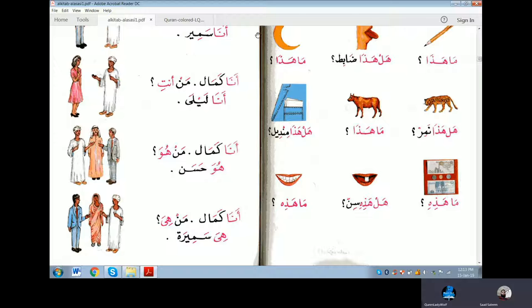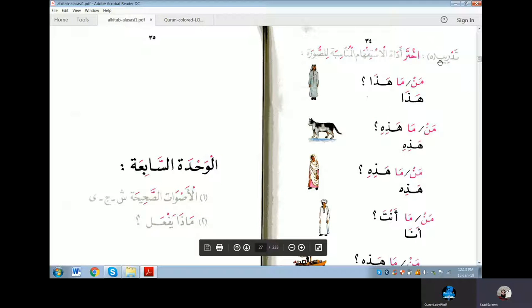So Hiya, what is it? Hiya is she. Okay, where are we? Ah, there we go. We're pointed at the bottom. Hiya Samiratun. She is Samiratun. Okay, next page.